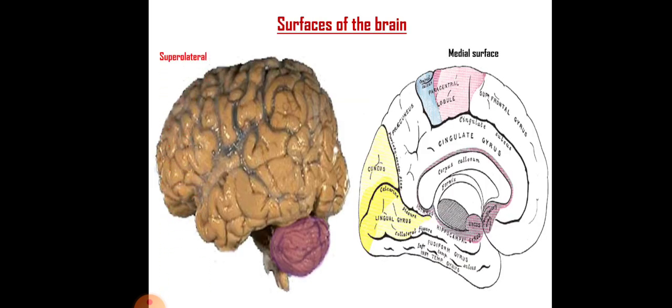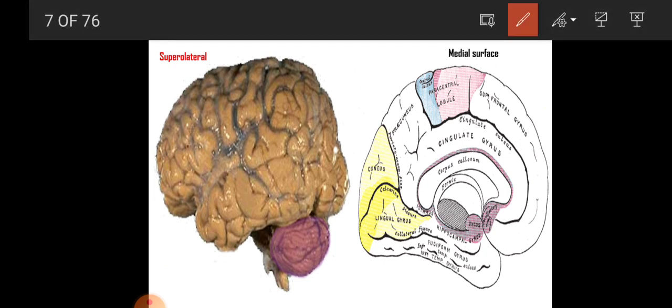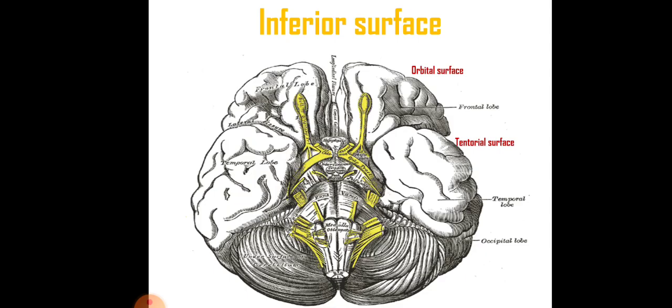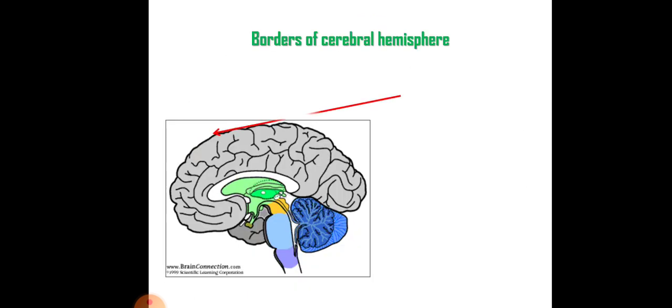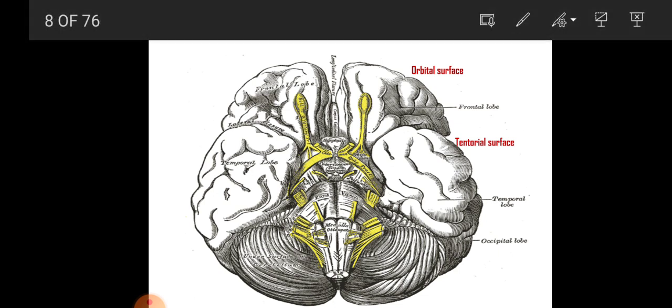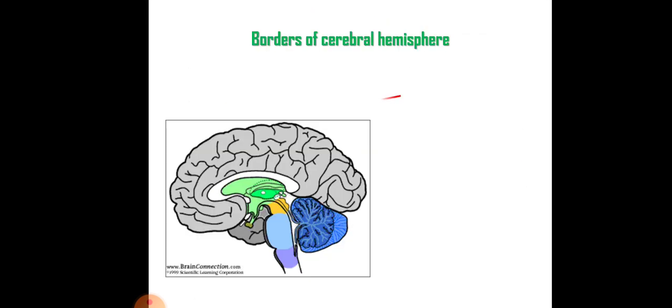So here we can see the superolateral surface and the medial surface. On the medial surface we have the corpus callosum. It is clearly demarcated over here that this is the corpus callosum. This is the inferior surface where we can see the two surfaces, that is the orbital and the tentorial surface. This is the orbital surface on the anterior side and this is the tentorial surface on the posterior side.